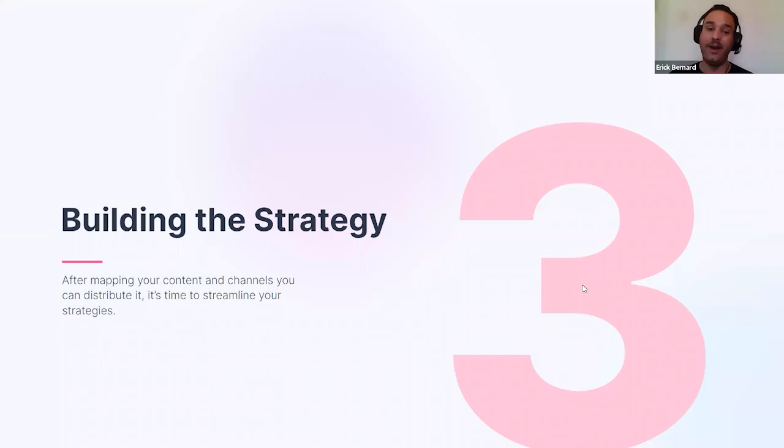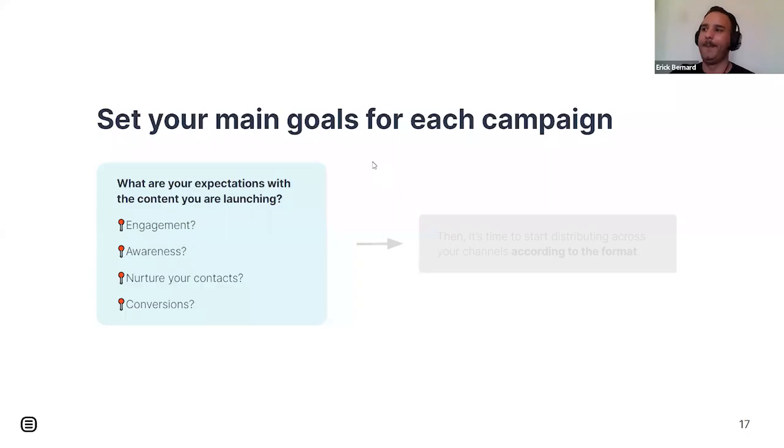Now that we already know about these channels, we need to build the strategy. We need to put this all together and create our distribution strategy. First of all, we need to define our goals. What do you expect with the content that you are going to distribute, the content that you are launching? Are you expecting engagement? Are you expecting awareness? Do you want to nurture your contacts, or do you want to convert them? This is pretty important for us to keep in mind: the stages of the funnel that we're working, the type of content that we have, and where we are going to deliver our content.